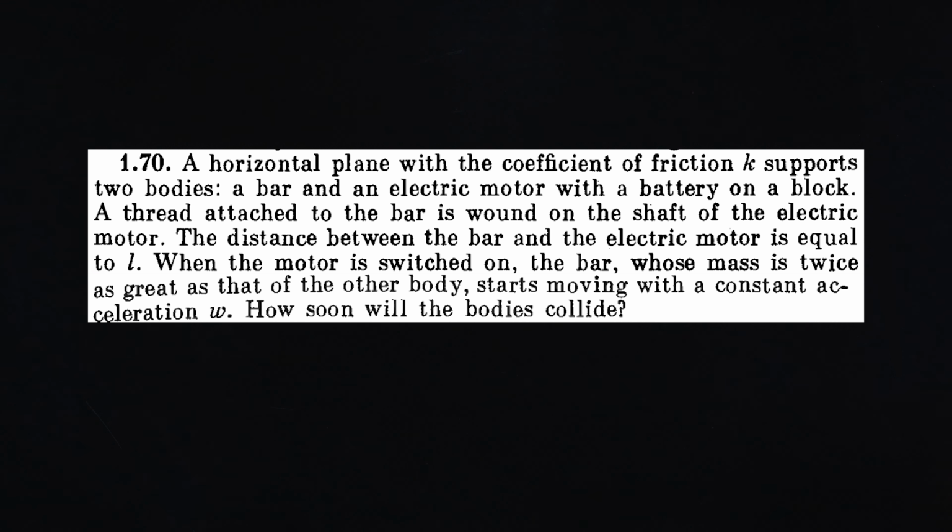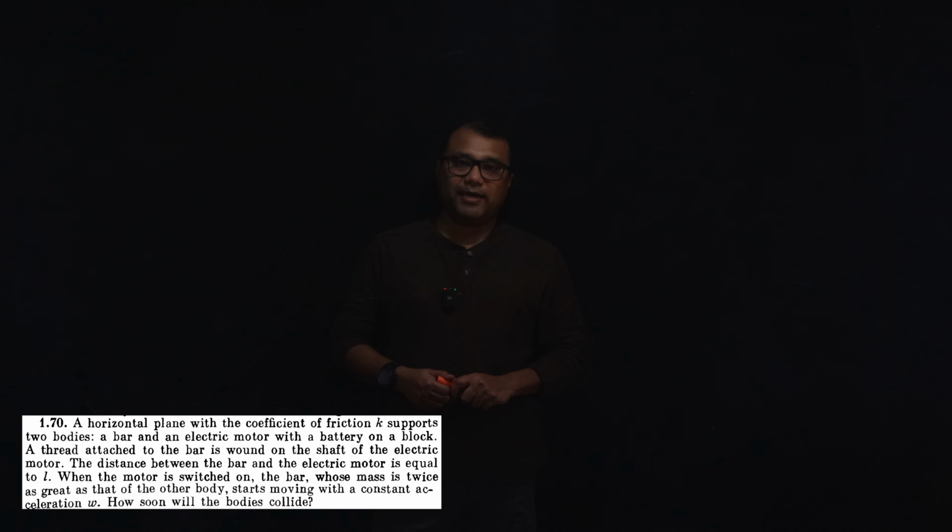When the motor is switched on, the bar, whose mass is twice as great as that of the other body, starts moving with a constant acceleration W. How soon will the bodies collide? Okay, let's start with the diagram first.